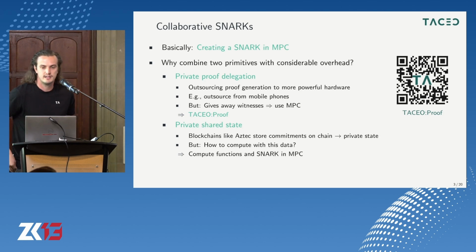And the other use case we see is private shared state. So blockchains, like for example Aztec, they store their commitments on chain. But the question then is, how can you compute on these when you have a sensitive input from multiple parties? And to do this with CoSNARKs, you have to do all this stuff, the SNARKs and so on in MPC. So what about the performance of CoSNARKs?